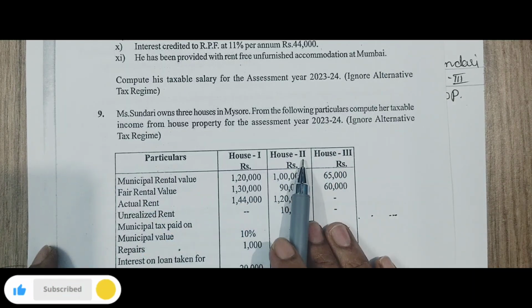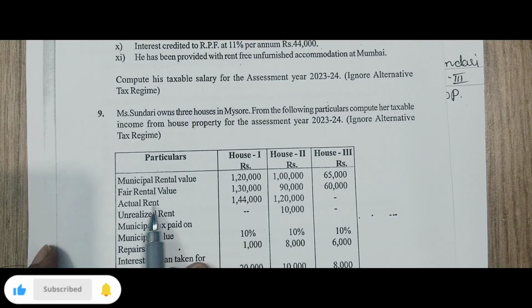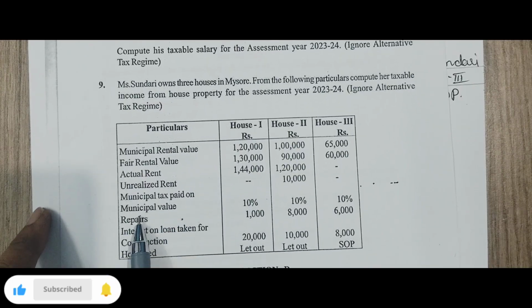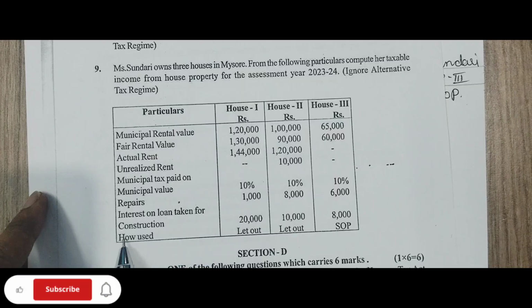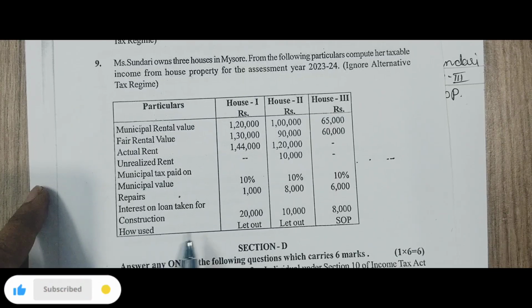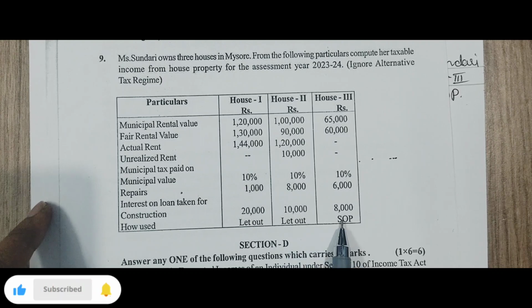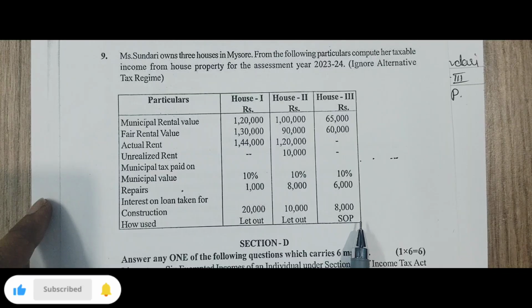Particulars: House 1, House 2, House 3. Municipal rental value, fair rental value, actual rent, unrealized rent, municipal tax paid on municipal value, repairs, interest on loan taken for construction, and how used: let out or self-occupied. You need not worry about the self-occupied house because you are not getting any income from it, so you are not going to calculate anything on it. You are going to calculate the other 2 houses, house number 1 and house number 2.